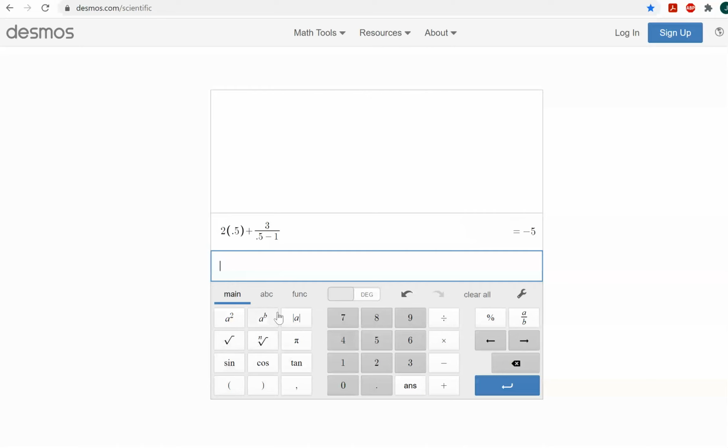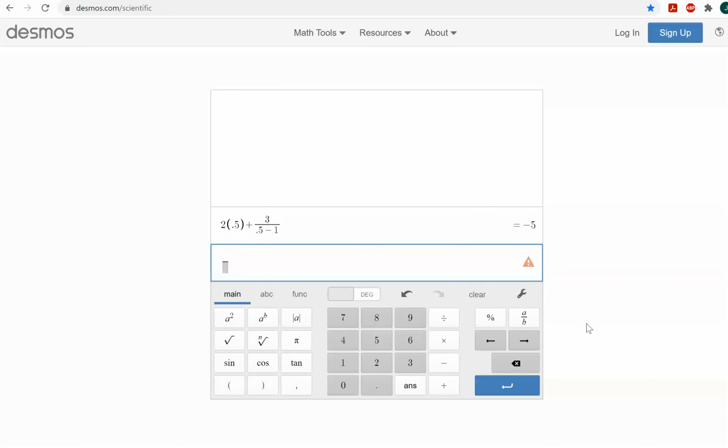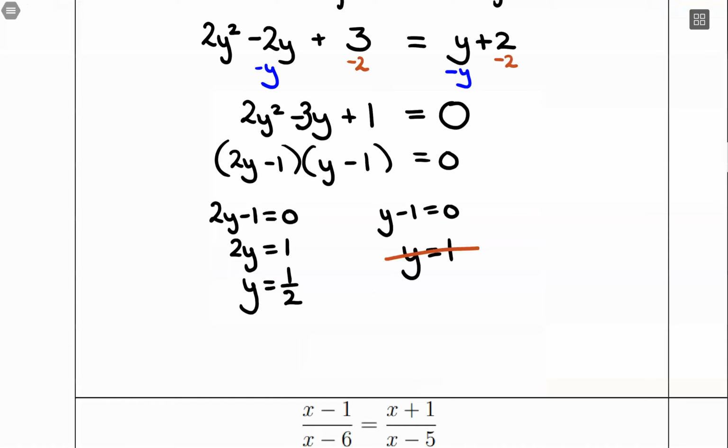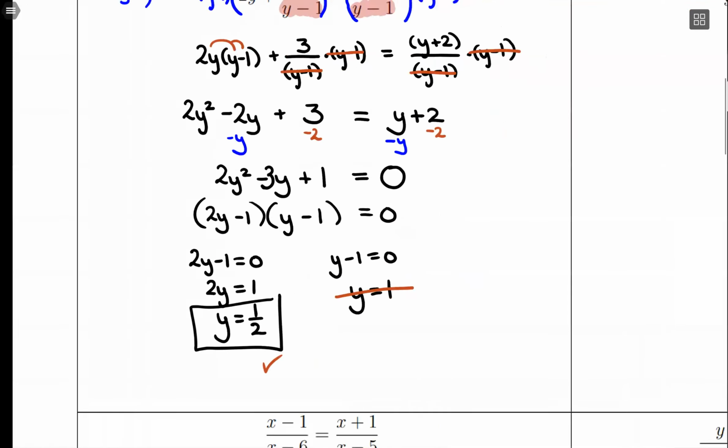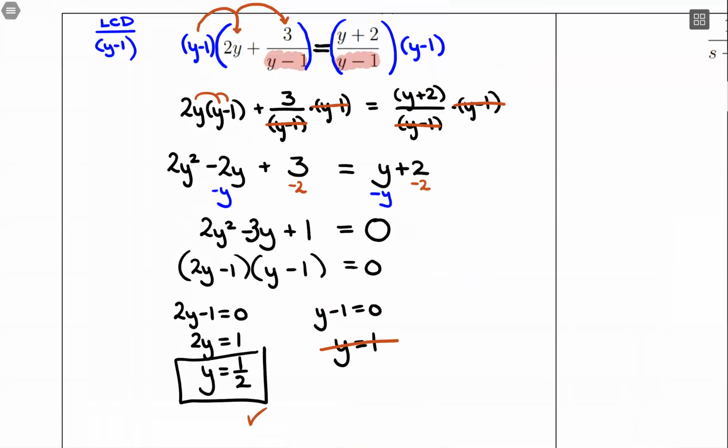For the right-hand side of the equation, we have a fraction of 1/2 plus 2 over 1/2 minus 1. And what we can see is we would get -5 on both sides. So when we go to check, that positive 1/2 checks out. So that's going to be our solution, y equals positive 1/2. So that's our process for these.